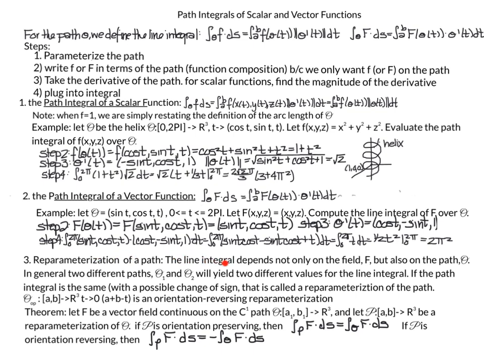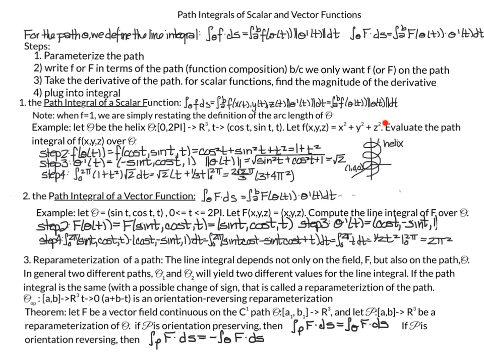So the idea is the line integral depends not only on the field but also on the path. Obviously, you can see that in the formulas up here that they depend on the path. In general, 2 different paths, sigma 1 and sigma 2, will yield 2 different values for the line integral. But if the path integral is the same with the possible change of sign, then we call the 2 paths reparameterizations of each other. We kind of consider them the same path for all practical purposes. The first reparameterization we have is this sigma opposite, which reverses the orientation of the path.